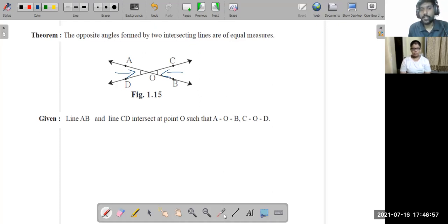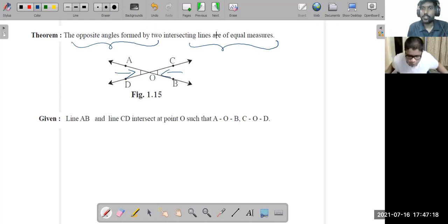Okay. So what is given to us? Whenever you write a theorem, you always have to start with what is given. So as we know, this is the antecedent and this is the consequence. Although this is not a conditional statement, it will have an antecedent and a consequence. The antecedent is the given and the consequence is what you have to prove. So what is given? Line AB and line CD intersect at point O.